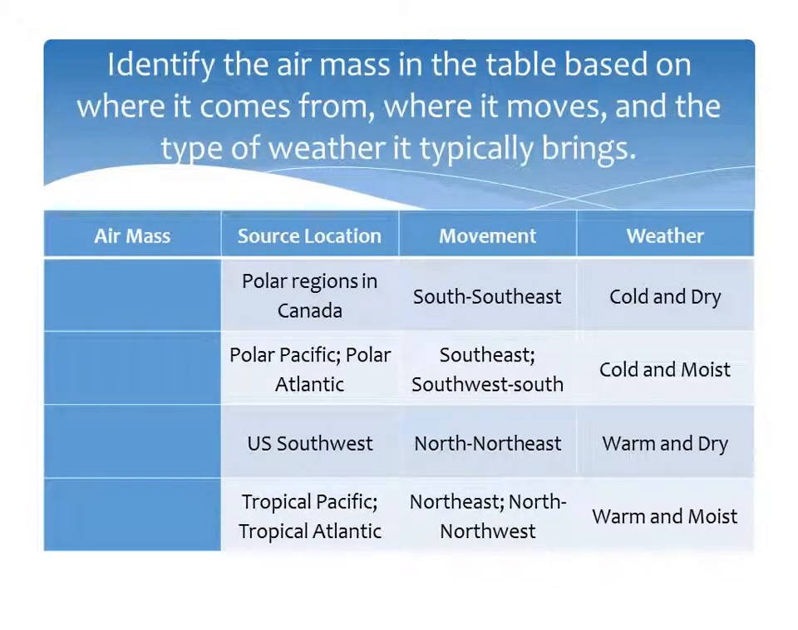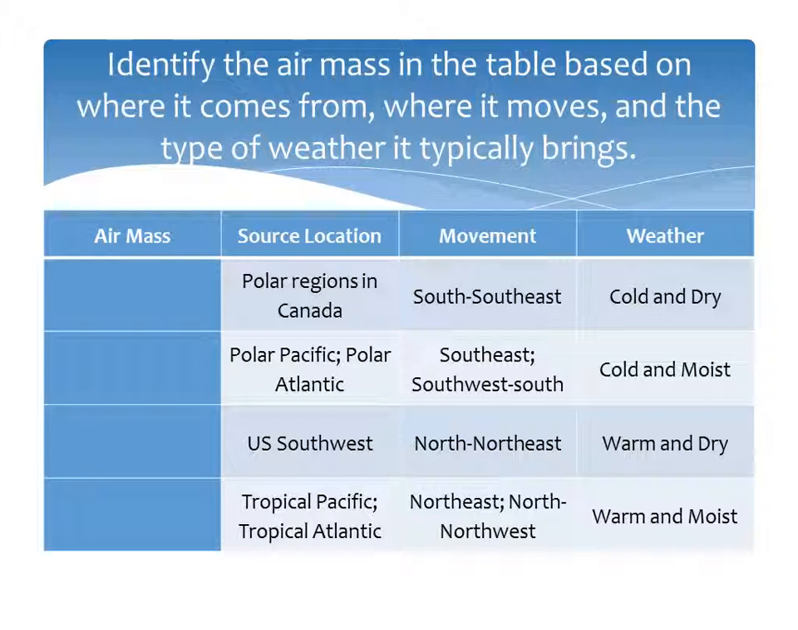This final data table we need to fill out together as you listen. I'm not going to fill this in once again, just to make sure that we're listening to the videos as well as watching. So this first row discusses the source location and the movement of the air mass, and it brings cold and dry weather. This means this air mass would be considered a continental polar air mass.